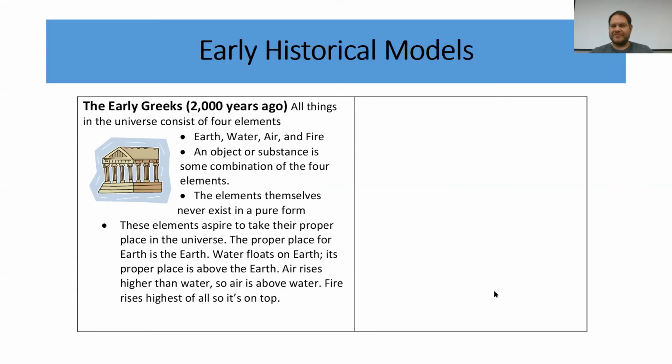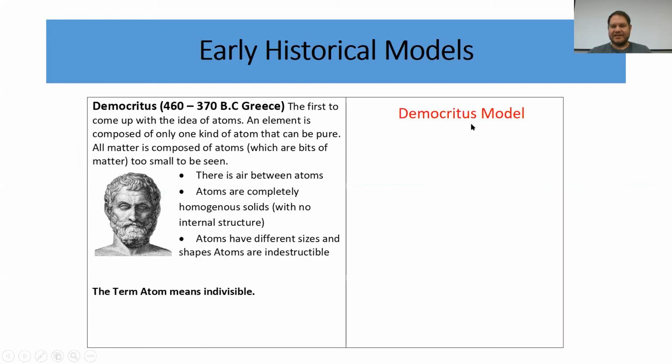There were some Greek philosophers that took on a different idea. And one of those philosophers was Democritus. Now, Democritus viewed matter in terms of something completely different. And that was, he thought matter was composed of atoms. So yes, Democritus is going to be a promoter of atoms.